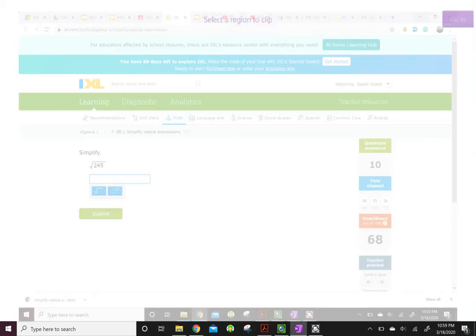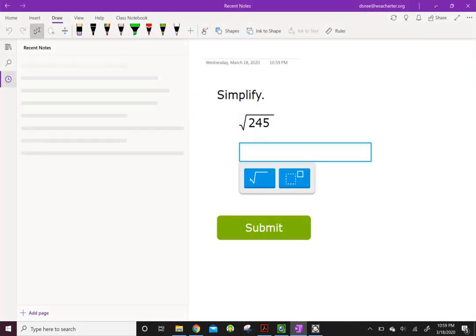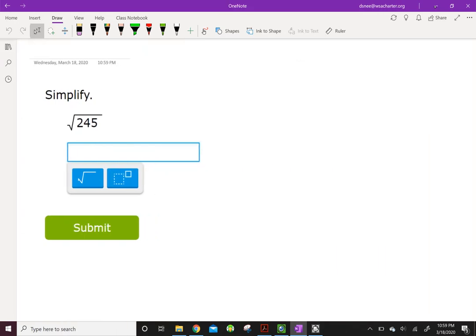Alright, so I don't know what this one's going to be divisible by. Let's see, 245. Can I divide that by 9? Let's see, 245 divided by 9 equals, nope. 245 divided by 25, that one's not going to work. 245 divided by 16, that one's not going to work.